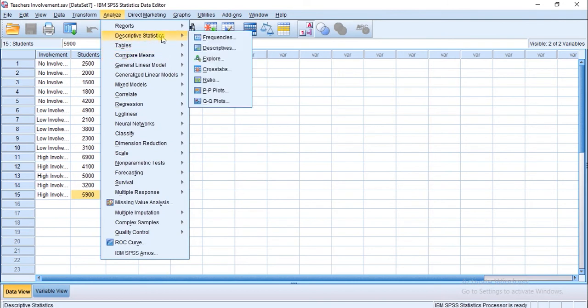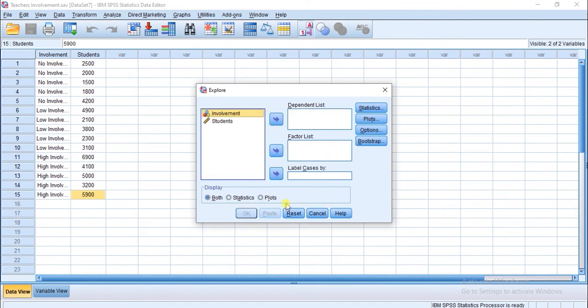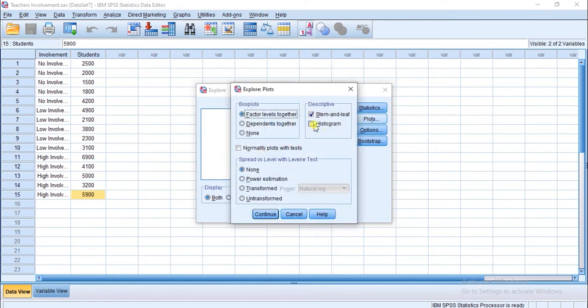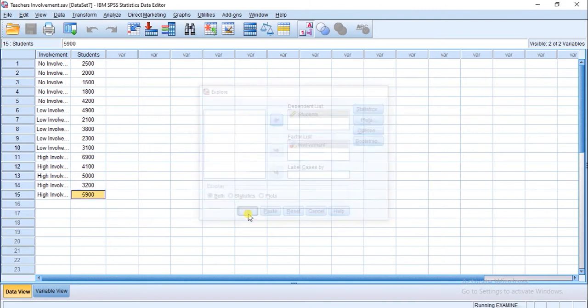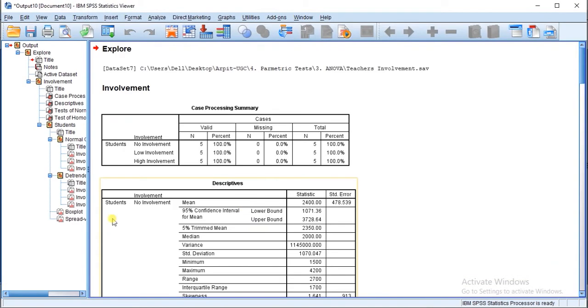So, descriptive statistics, explore. We will transfer involvement into the factor list because it is categorical data. Students' number is continuous, so we will transfer it into the dependent list. In plots, we need only two things: normality plots with tests, and homogeneity with Levene's test. Continue and then OK. Here are our p values.